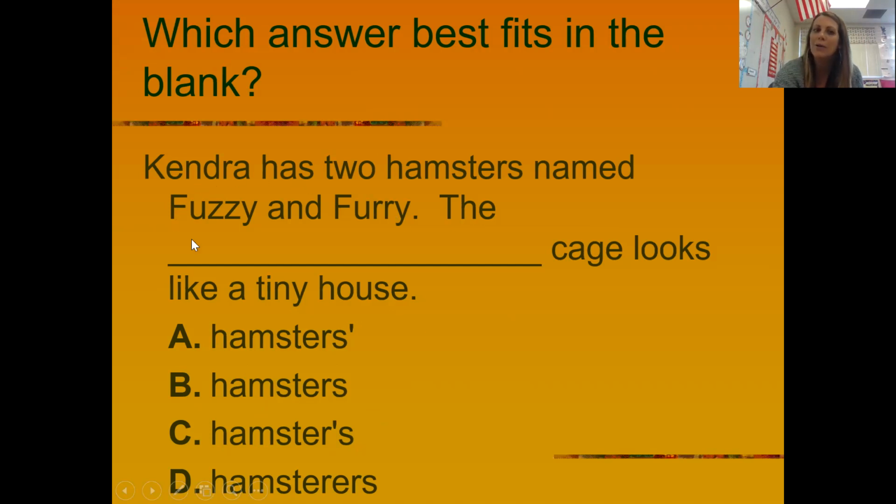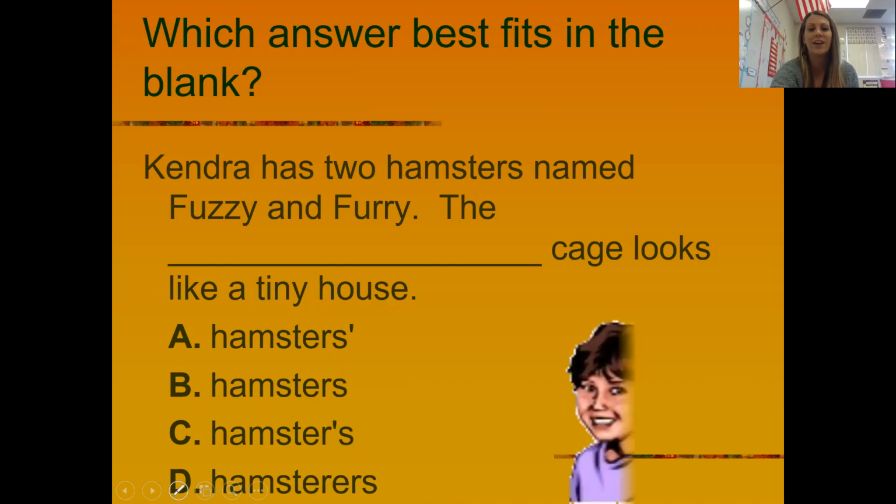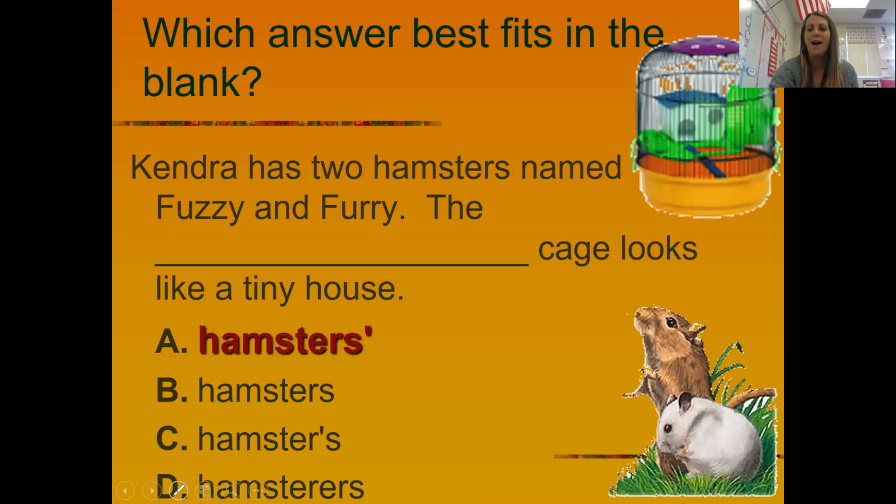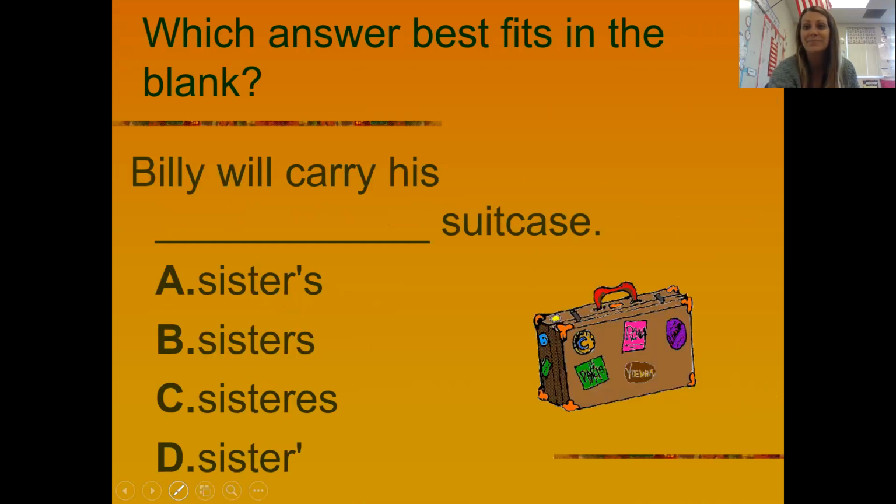If we're talking about two hamsters, we already have to have the S. So where do you think we might have to put the apostrophe on this one? It's in between A and C. Which one do you think would show the plural and the possessive? All right, let's see if you're right. Oh, she loves her hamsters. When it's talking about a plural and a possessive, we have to put the apostrophe at the end.